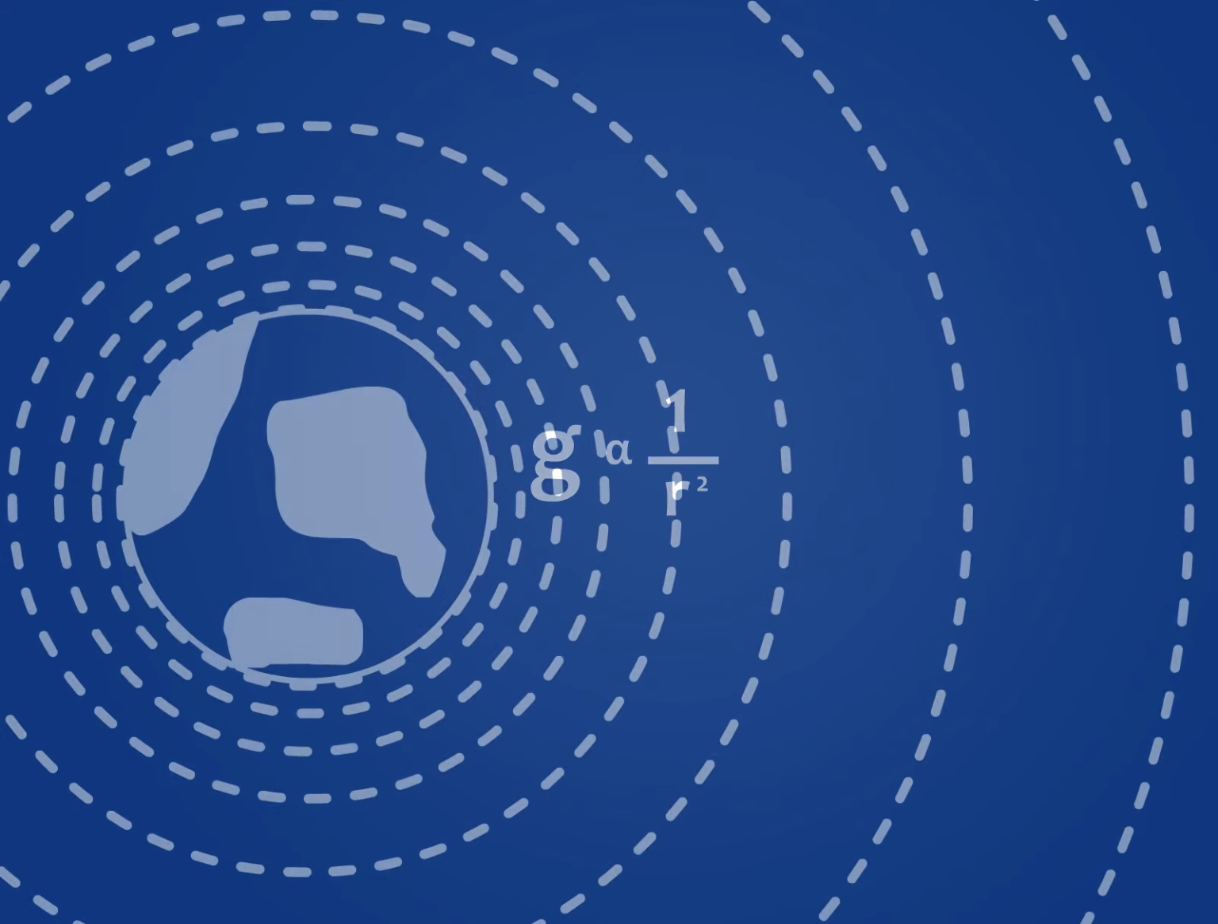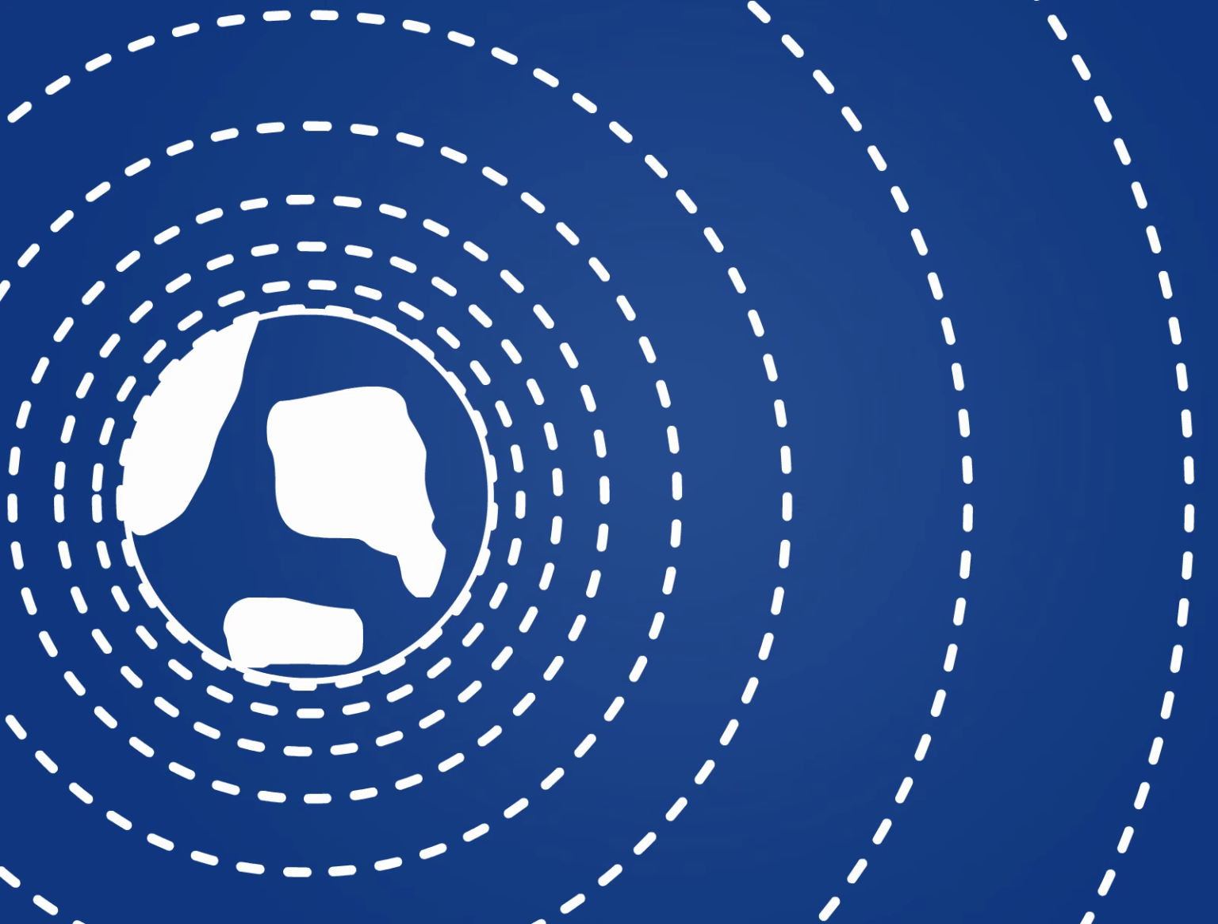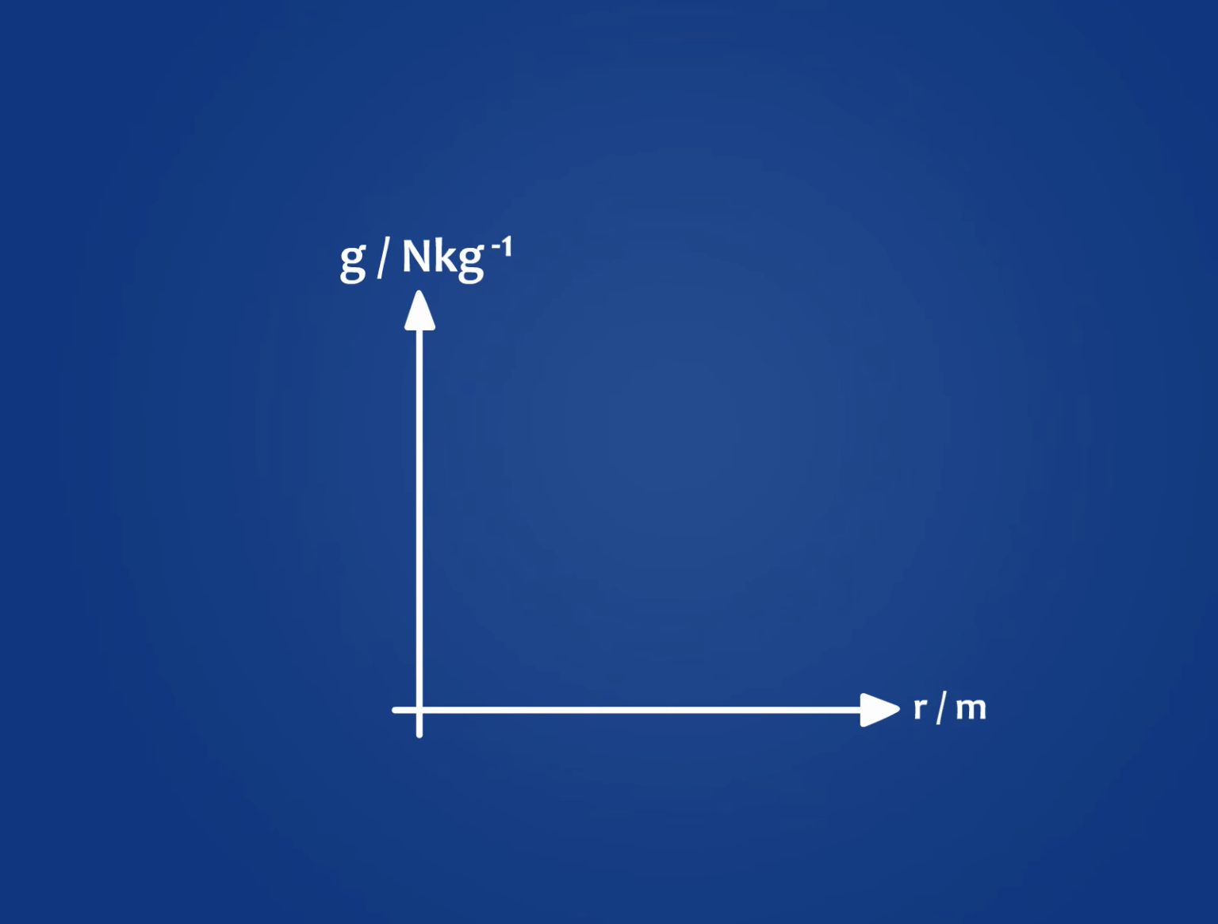Given that the closeness of the lines represents the gravitational field strength, the closer the object to the Earth, the stronger the gravitational force. Alternatively, if we plot a graph of G against r, it will look like this.